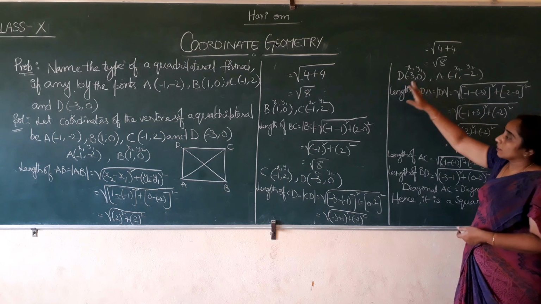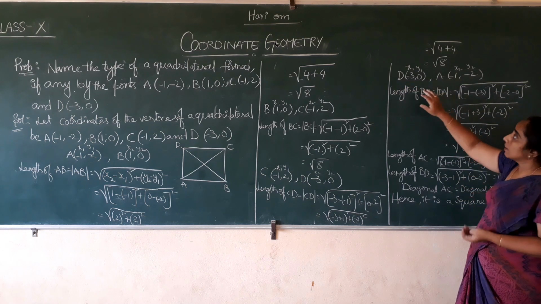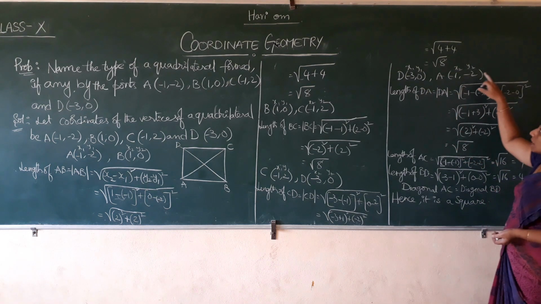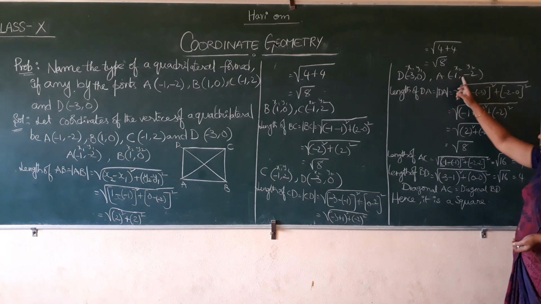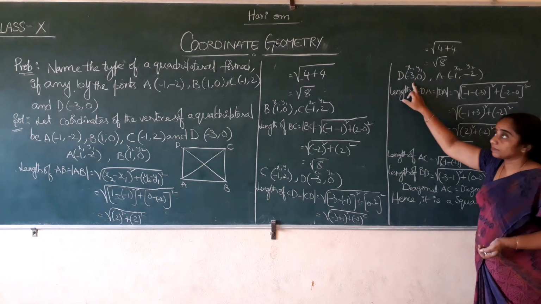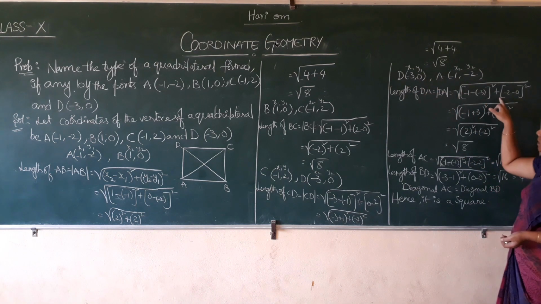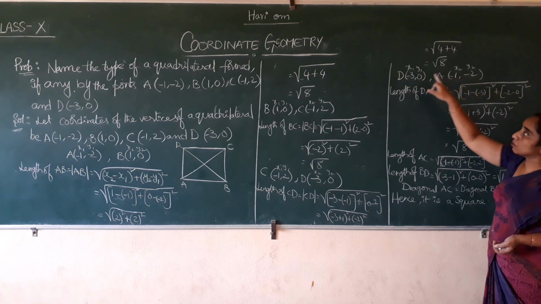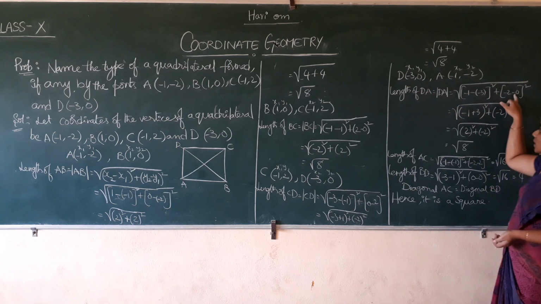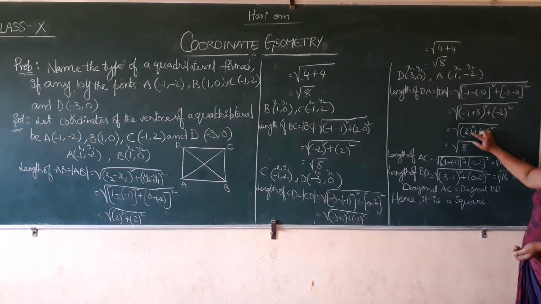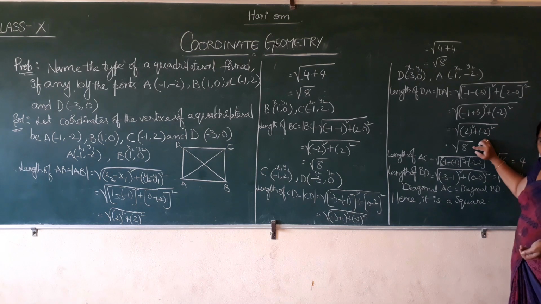Next side DA. D minus 3 comma 0. A minus 1 comma minus 2. x2 minus x1 minus 1 minus of minus 3 whole square plus minus 2 minus 0 whole square. Minus of minus it is plus. Minus 1 plus 3 is 2 whole square. Minus 2 whole square. 4 plus 4 it is root 8.